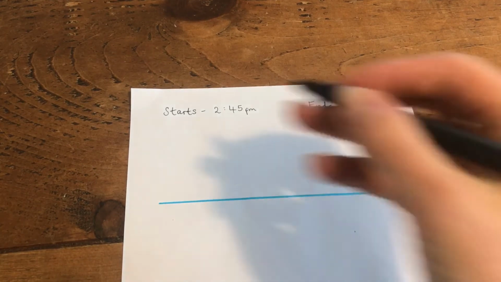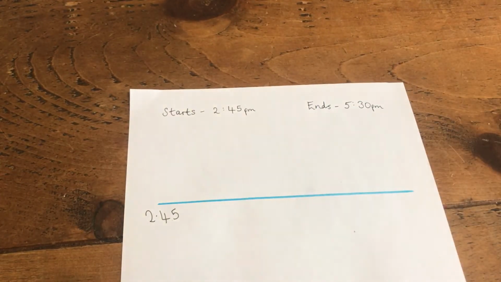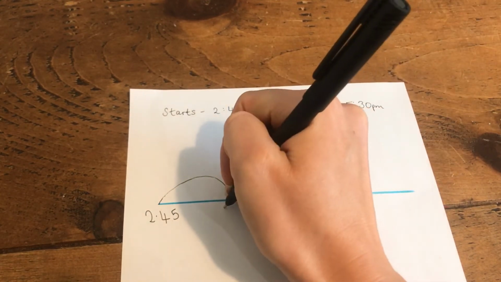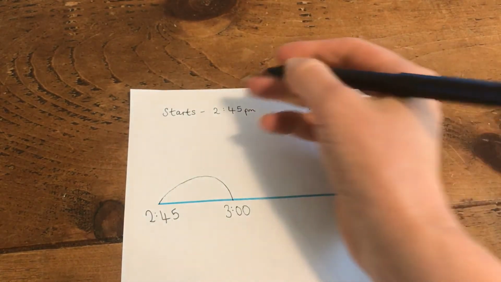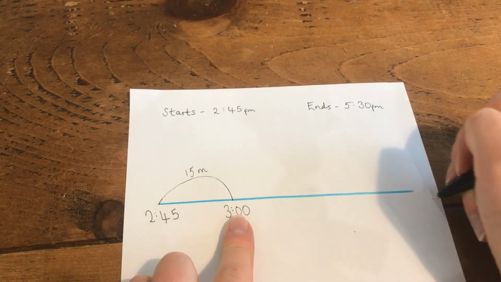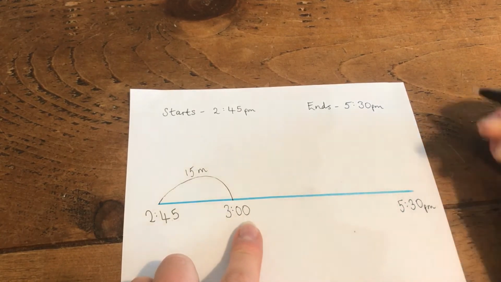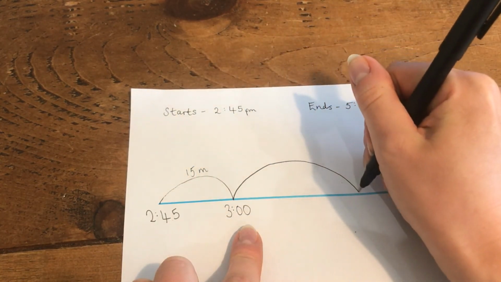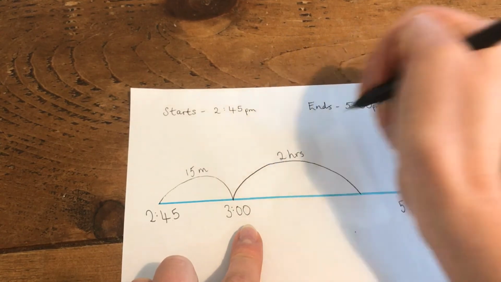So 2:45. Now I'm going to make it up to the next hour to start with. So I'm going to make it up to 3 o'clock, okay, which is 15 minutes. And so I need to reach, let's write that in as well, I need to reach 5:30. So I need to think of another chunk that I could add on. I'm going to just add on 2 hours. You could probably do the whole thing in another chunk, but I am going to just do it like this to show you.